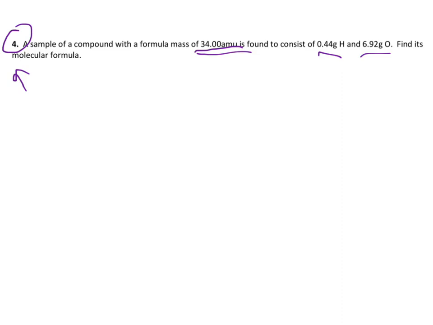Go ahead and try it on your own, and I'm going to post the answer on the Schoology there with the answer key to the rest of the problems.